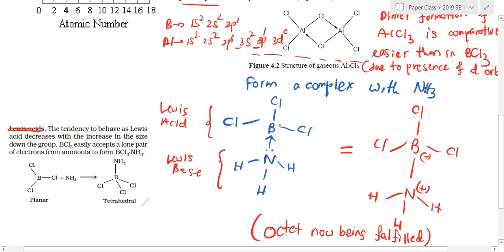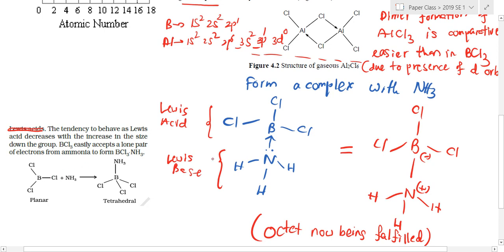But they say that the liking to act as a Lewis acid decreases down the group when the size of the atom increases. It means the Lewis acidity is somewhat higher in BCl3 than AlCl3. This is another story, and this is another story. There are two different stories. Here, dimerization is regarding the Lewis acid liking, willingness.